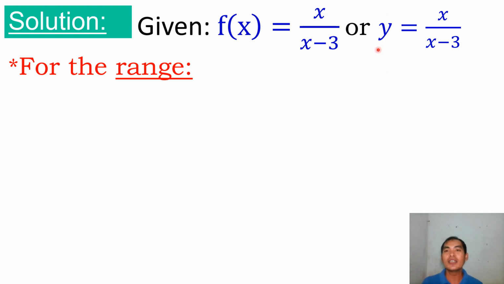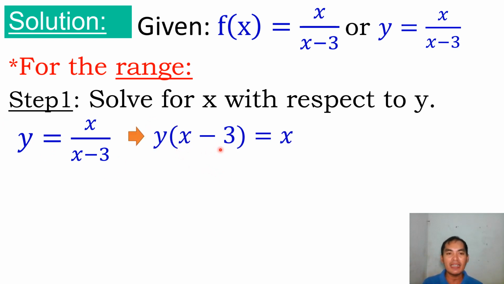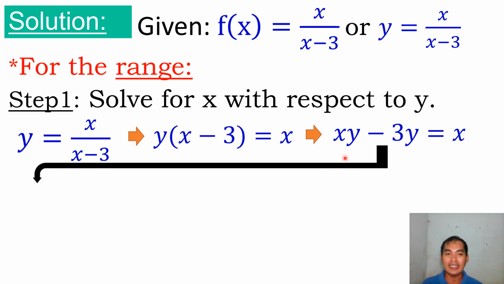For the range, you solve for x. So we have y equals x over x minus 3, cross multiplication. So we have y times x minus 3 equals x. Distribute y times x, then y times negative 3 is negative 3y, equals x. Then solve for x. This negative 3y has no x, so we move it to the other side. This x, we move to the other side. So it became xy minus x equals 3y. This negative 3y moved to the other side became 3y. This x moved to the left side became negative x.